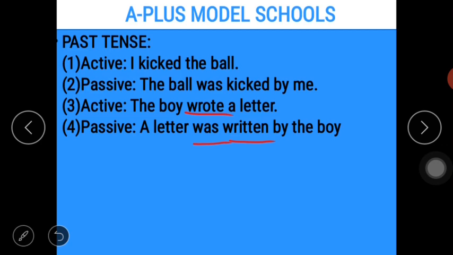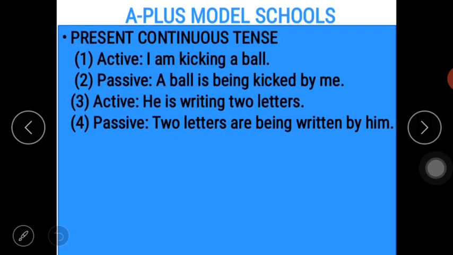Okay, let's move ahead. The present continuous tense. So you remember we are changing from active to passive. Now, remember where we started from? He kicked the ball. Now, I am kicking. Continuous. I keep kicking the ball. I continue kicking the ball. So, I am kicking a ball.